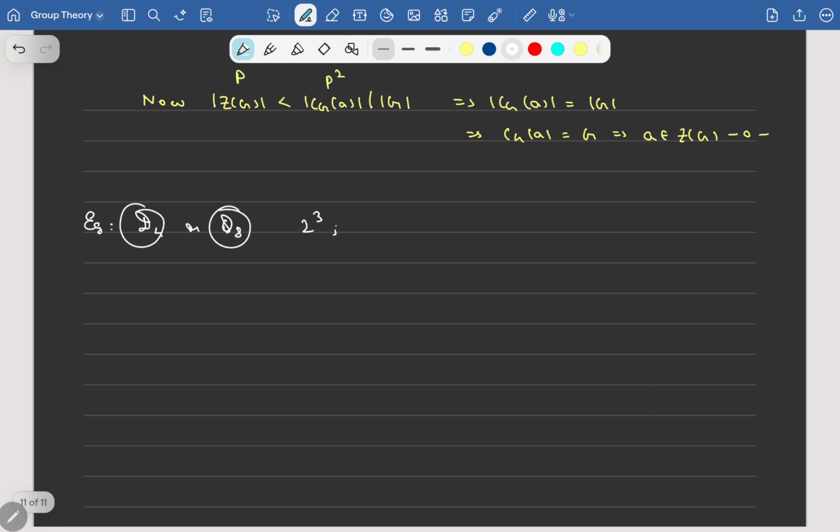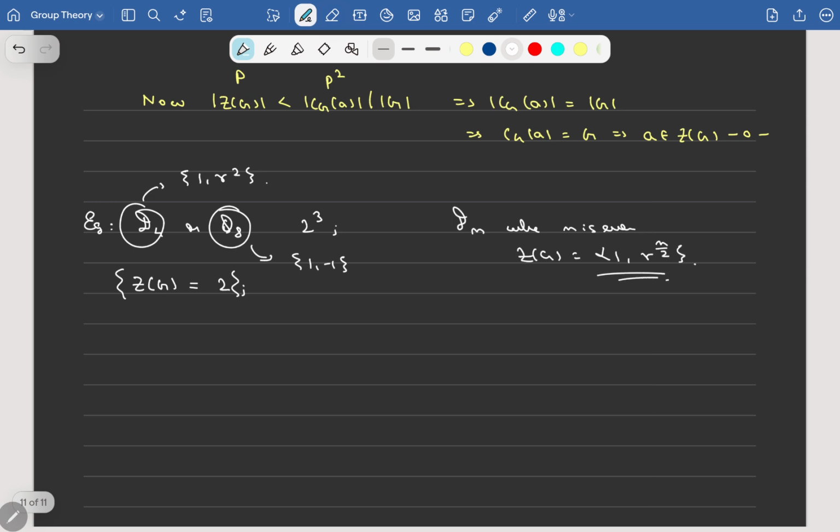So since both of these are non-abelian, their centers will have exactly 2 elements in both cases. Here the center will come out to be 1 and minus 1, and here the center will come out to be 1 and r squared. In fact, we had previously discussed that if you have the group Dn where n is even, then the center consists of 1 and r to the power n over 2. And if n is odd, then the center is trivial, it has only one element.